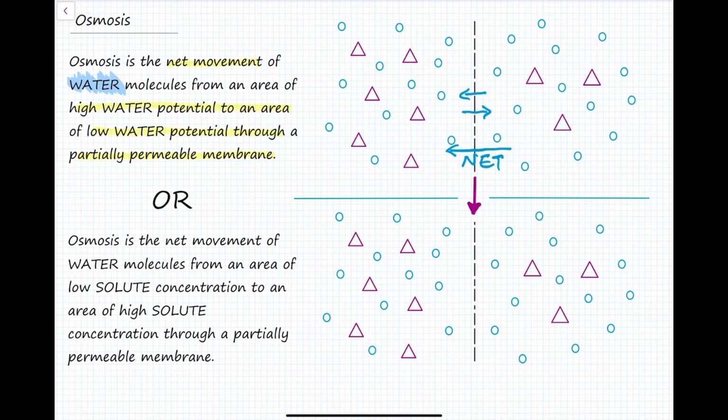Water molecules will try to move from an area of high water potential, which means there's a high concentration of water, to an area of low water potential, which means there's a low concentration of water. We say this is travelling down or along a concentration gradient, so this process doesn't require any extra energy, and we say it's passive.